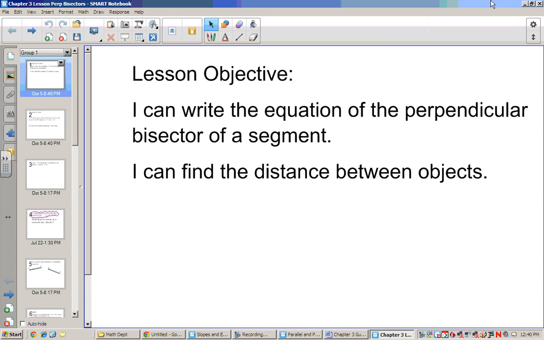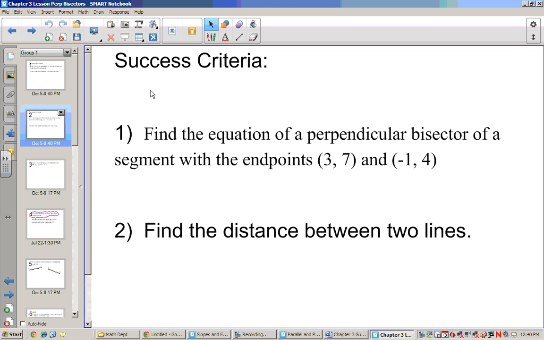Hello, today we have the objective: I can write the equation of a perpendicular bisector of a segment, and then I can find the distance between objects. The second one, we're going to find specifically the distance between a point and a line, and the distance between two lines. So by the end of the day, you'll be finding the distance between two lines, and we'll find the equation of a perpendicular bisector of a segment with those endpoints.